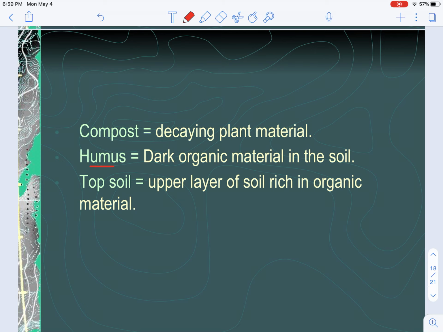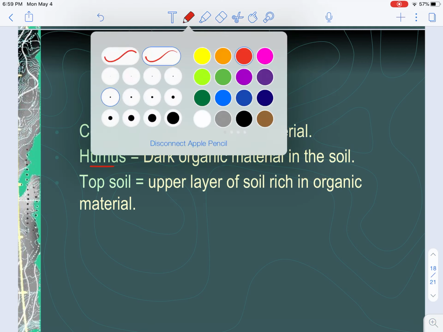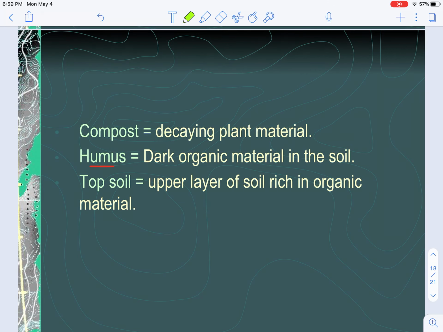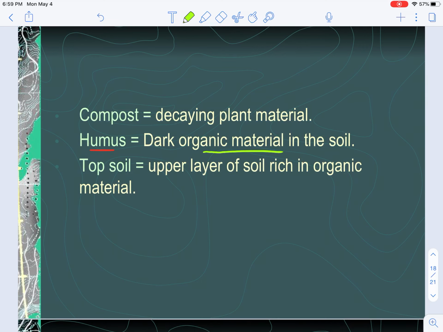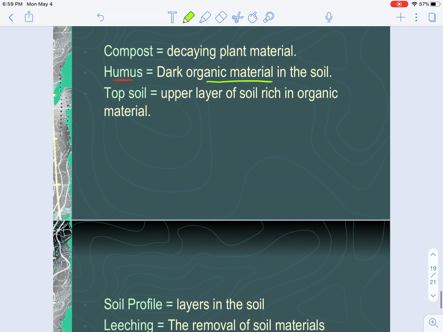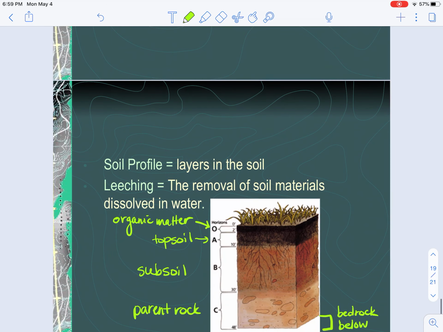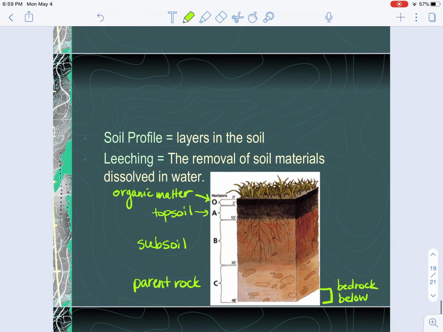That's compost. And humus is not how you pronounce this. This is actually humus. Don't confuse it with the snack that you eat with some nacho chips, hummus. This is humus, and humus is the dark organic material in the soil. And you know that the darker the soil, the more rich it is, full of nutrients. That's the humus in it.